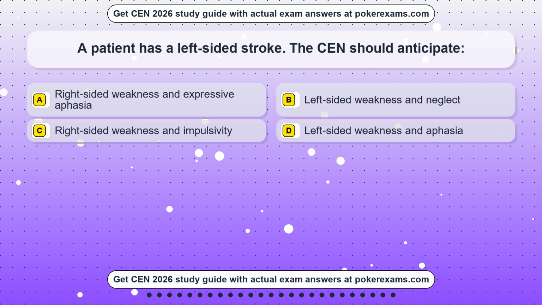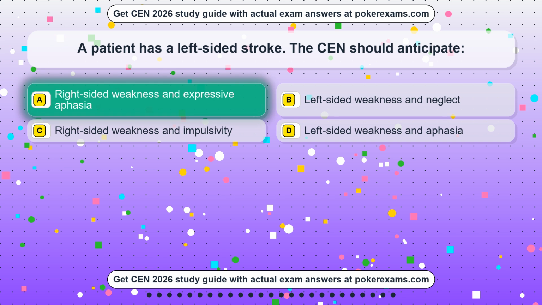Question 22. A patient has a left-sided stroke. The CEN should anticipate: Option A, right-sided weakness and expressive aphasia. Option B, left-sided weakness and neglect. Option C, right-sided weakness and impulsivity. Option D, left-sided weakness and aphasia. The correct answer is option A, right-sided weakness and expressive aphasia.